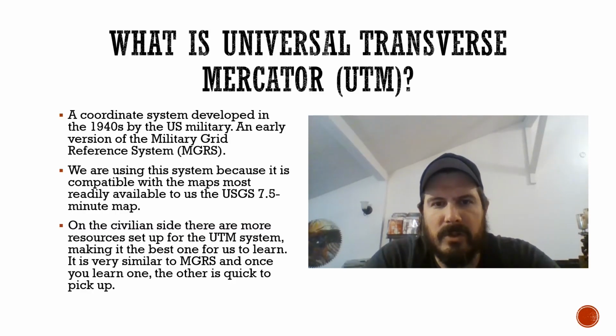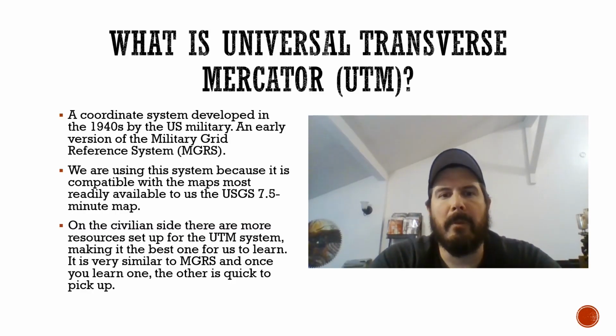Alright, what is the Universal Transverse Mercator, or UTM? Basically, it was a way of making a flat rectangular map for a not flat rectangular Earth. It was developed in the 40s from the military, an early version of what we call the Military Grid Reference System, or MGRS.